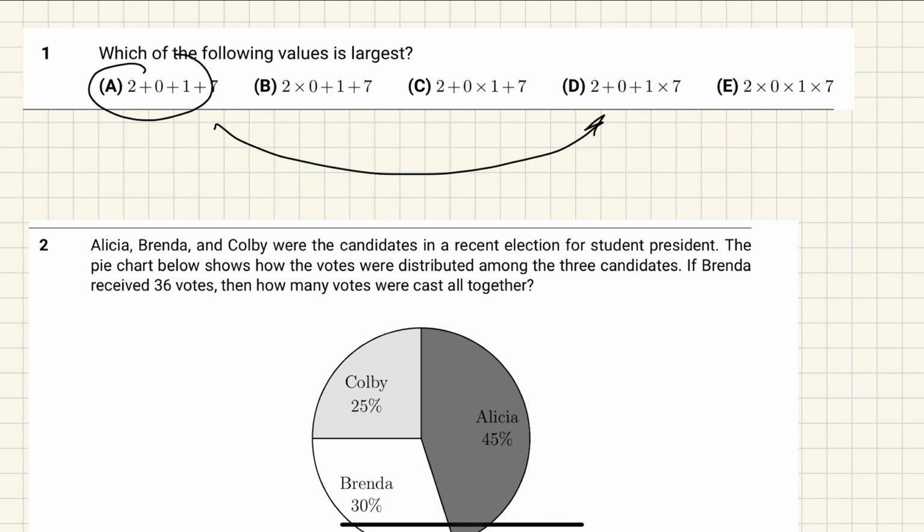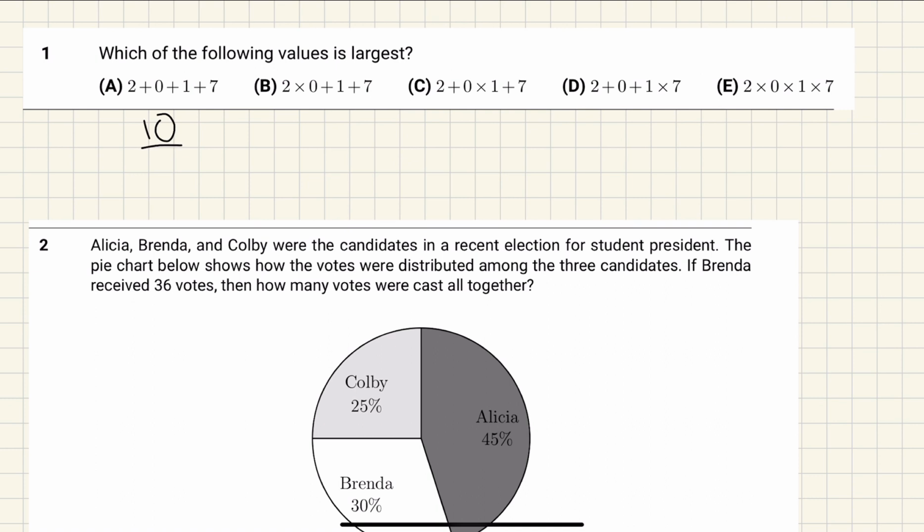Here we have 1 times 7, which is definitely smaller than 1 plus 7. So that's got to be smaller again. And then this one, well, they're all just times by 0, so it's got to be smaller. So can you see I never actually worked out what this is? By the way, this is 10.